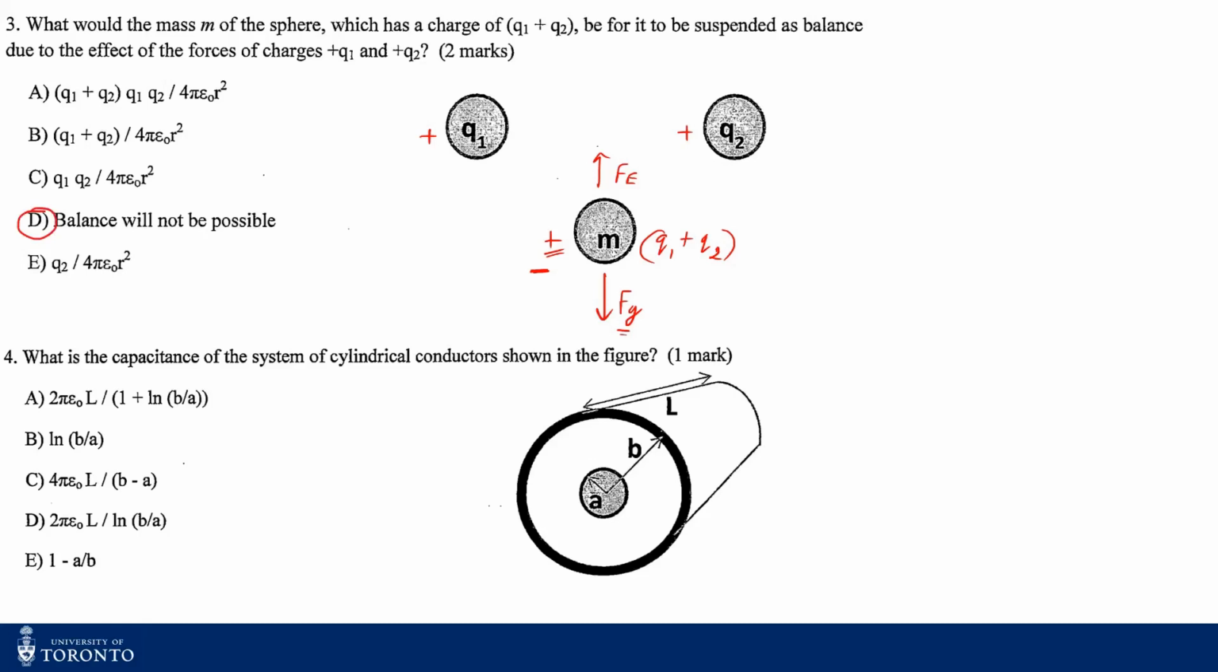Now in part 4, you're asked to find out the formula for the system of cylinder capacitance, right? So this is one cylinder, this is another cylinder, the dimensions are given, the length is given. Now this is just plain straightforward from the theory that we have seen in the class, that your option D is the correct option, which basically defines the capacitance of such a cylindrical conductor system.